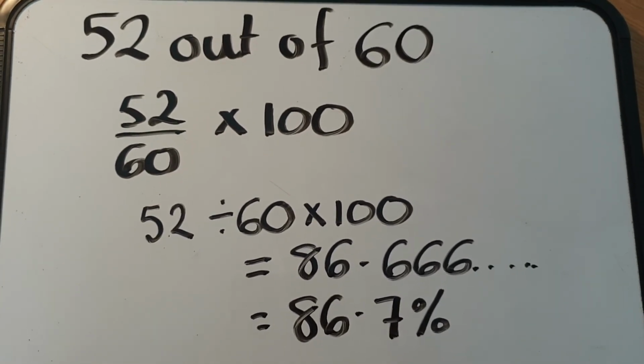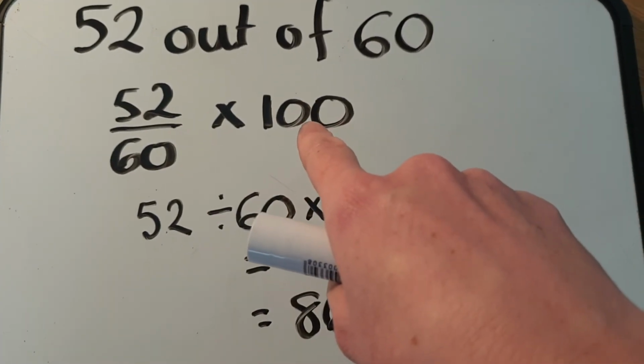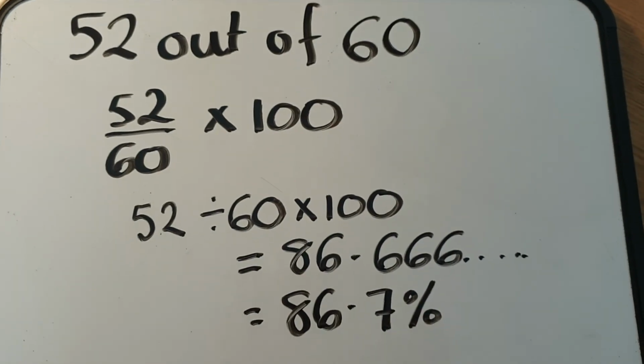Okay? And the reason you times it by 100 is because it's a fraction of 100 when you're trying to find a percent. So that's how you would do it if you were allowed a calculator.